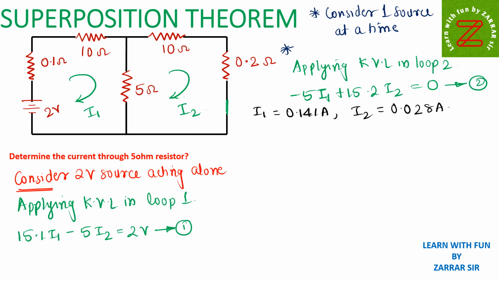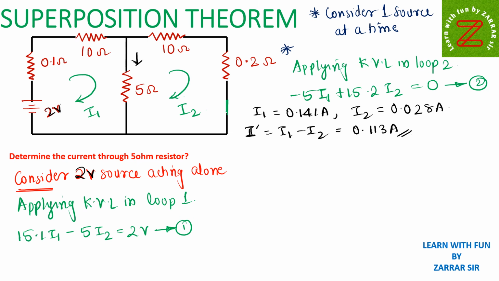So this is I2. Now if you look properly, the current flowing through the 5 ohm resistor is I1 minus I2. So I'll name it as I dash equal to I1 minus I2, and if you subtract I1 minus I2, you will get 0.113 ampere. This is your I dash, the first current, when you considered the 2 volt source acting alone.